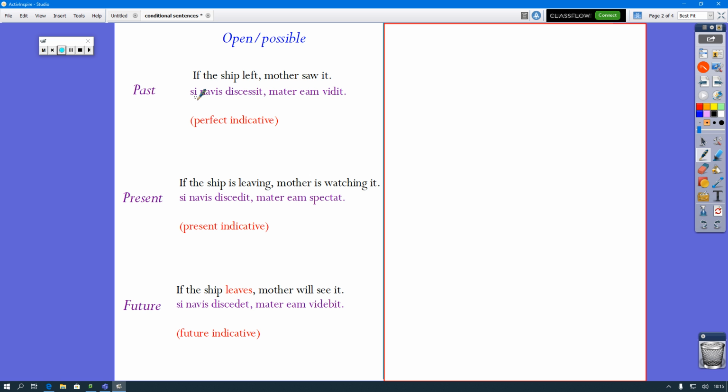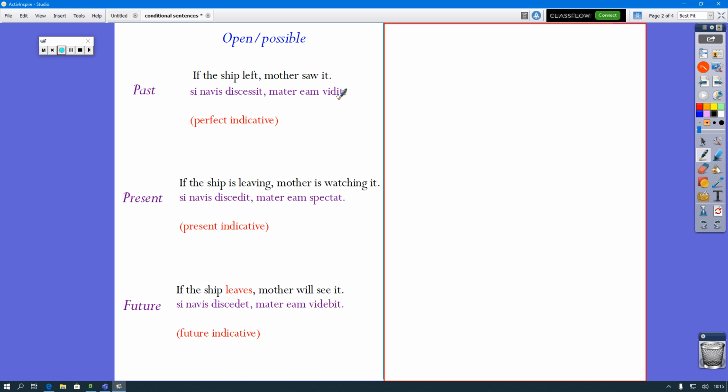You need the first half, which is the if half, and the second half, which is the rest of the sentence. But they work together. They're going to take the same tense. Now, for the sake of GCSE, this page is all that you need.